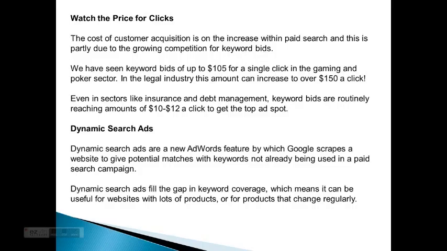And then dynamic search ads. Dynamic search ads are a new AdWords feature by which Google scrapes a website to give potential matches with keywords not already being used in a paid search campaign. Dynamic search ads fill the gap in keyword coverage. It means it can be useful for websites with lots of products or for products that change regularly.